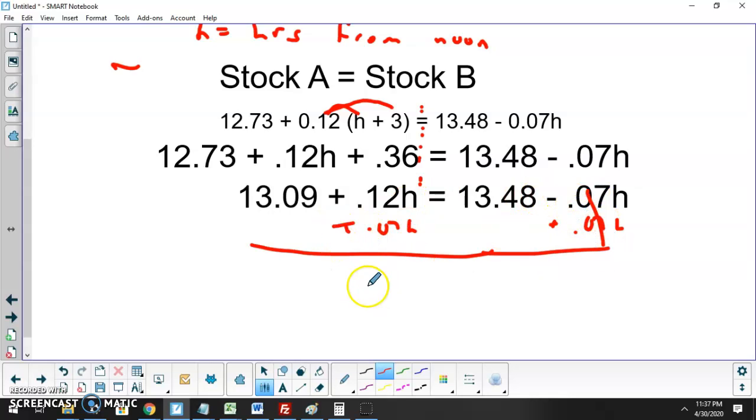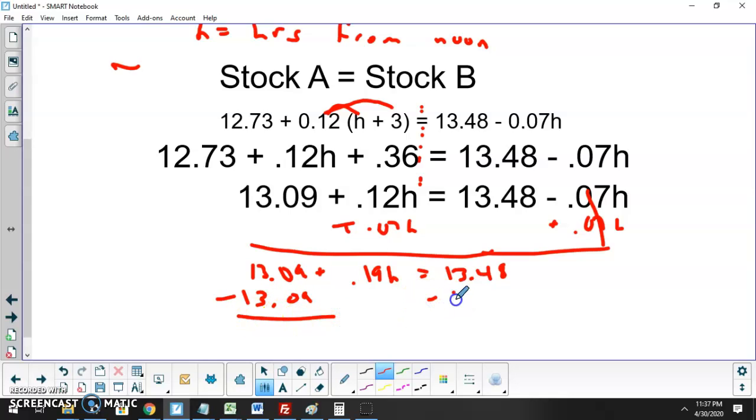So you're adding the same thing to both sides. We get 0.19H, and we bring down the numbers: $13.09 plus 0.19H equals 13.48. And now we just have to solve for H. So it's a two-step again. Good old two steps. I told you we'd be doing a lot of two steps.